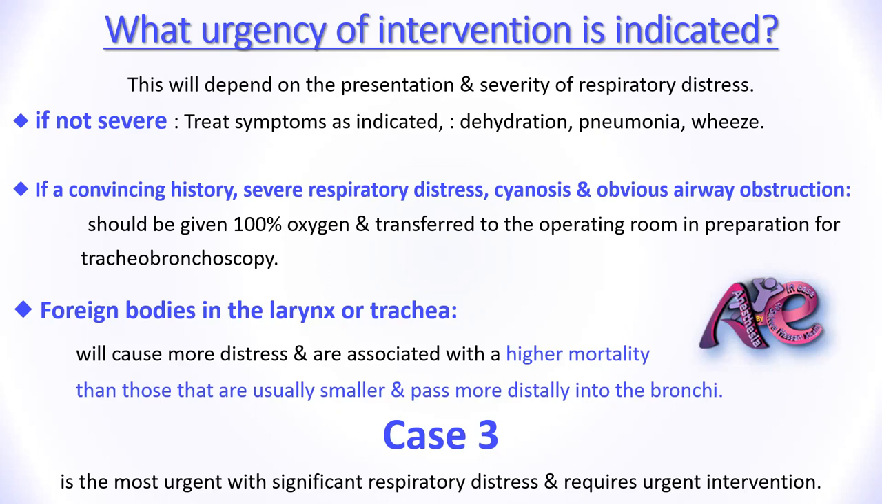Foreign bodies in the larynx or trachea will cause more distress and are associated with higher mortality than those that are usually smaller and pass more distally into the bronchus. As we can see, upper airway obstruction is more difficult and urgent than lower airway obstruction. So, from the data taken before, case 3 is the most urgent, with significant respiratory distress, and requires urgent intervention.